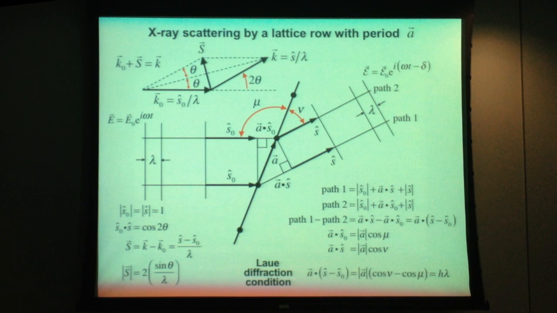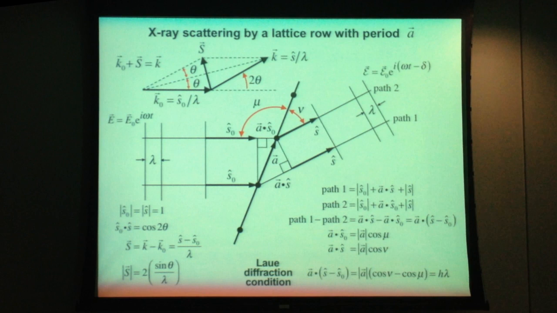These wavelengths that come off are the same as the wavelengths that come in. To consider the path difference, let's say there's an incident at that lattice point and then scattering out here. Let's say that is path one: S zero plus this little length plus S. That's the total path length for path one. And here, the same thing, S zero to this lattice point, the incident vector minus this little bit, considering the perpendicular direction, but then plus this other bit here, A dot S.